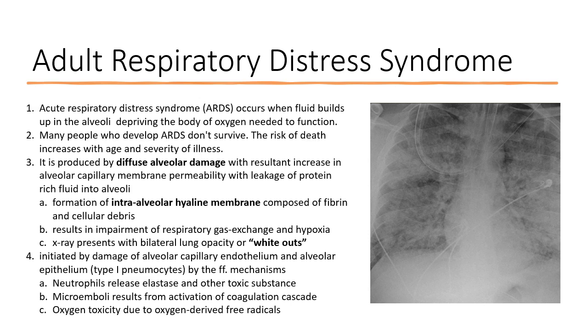This is initiated by damage of alveolar capillary endothelium and alveolar epithelium, called type 1 pneumocytes, by the following mechanisms. First, neutrophils release elastase and other toxic substances. Microemboli result from activation of the coagulation cascade. And lastly, oxygen toxicity due to oxygen-derived free radicals does even more damage.